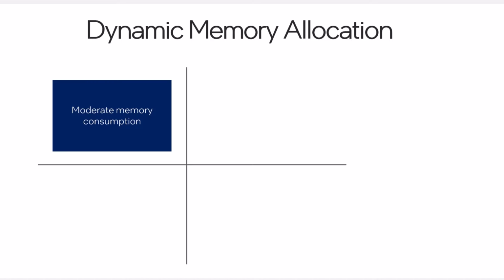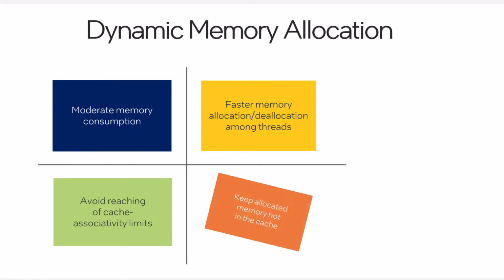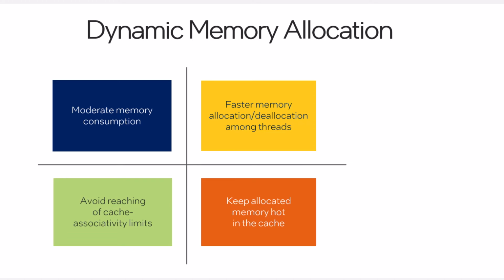oneTBB provides several memory allocator templates that can handle challenging tasks in parallel applications, such as moderate memory consumption, quick memory allocation and deallocation among threads, avoiding reaching of cache associativity limits, and keeping allocated memory hot in the cache.